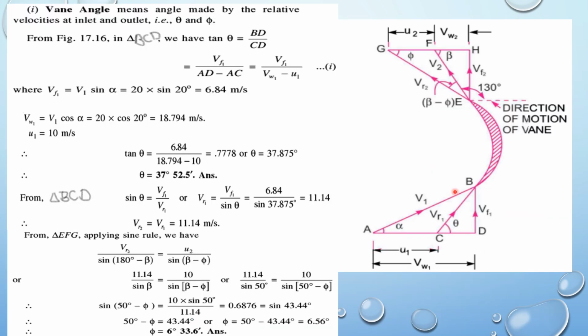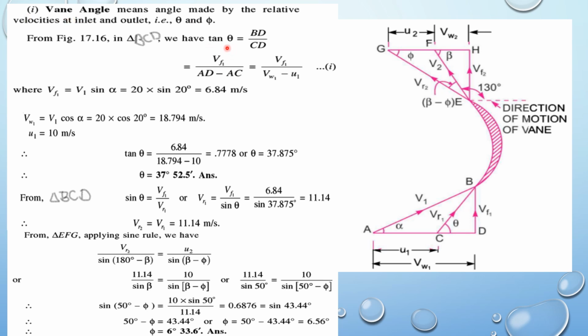Now the vane angle means the angle made by the relative velocity at inlet and outlet, that is theta and phi. So theta and phi are called vane angles, and alpha and beta are called guide blade angles. So these two terms you must keep in mind.